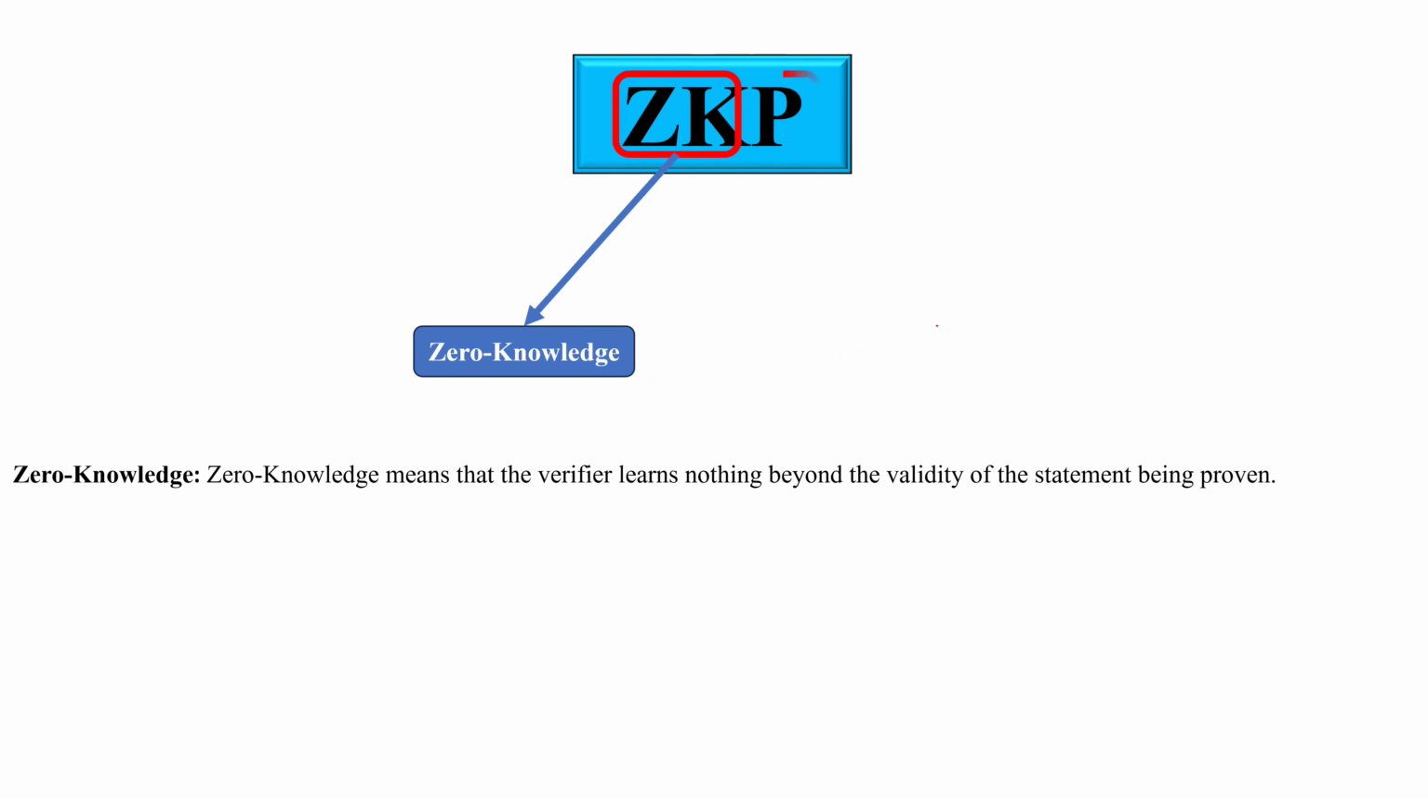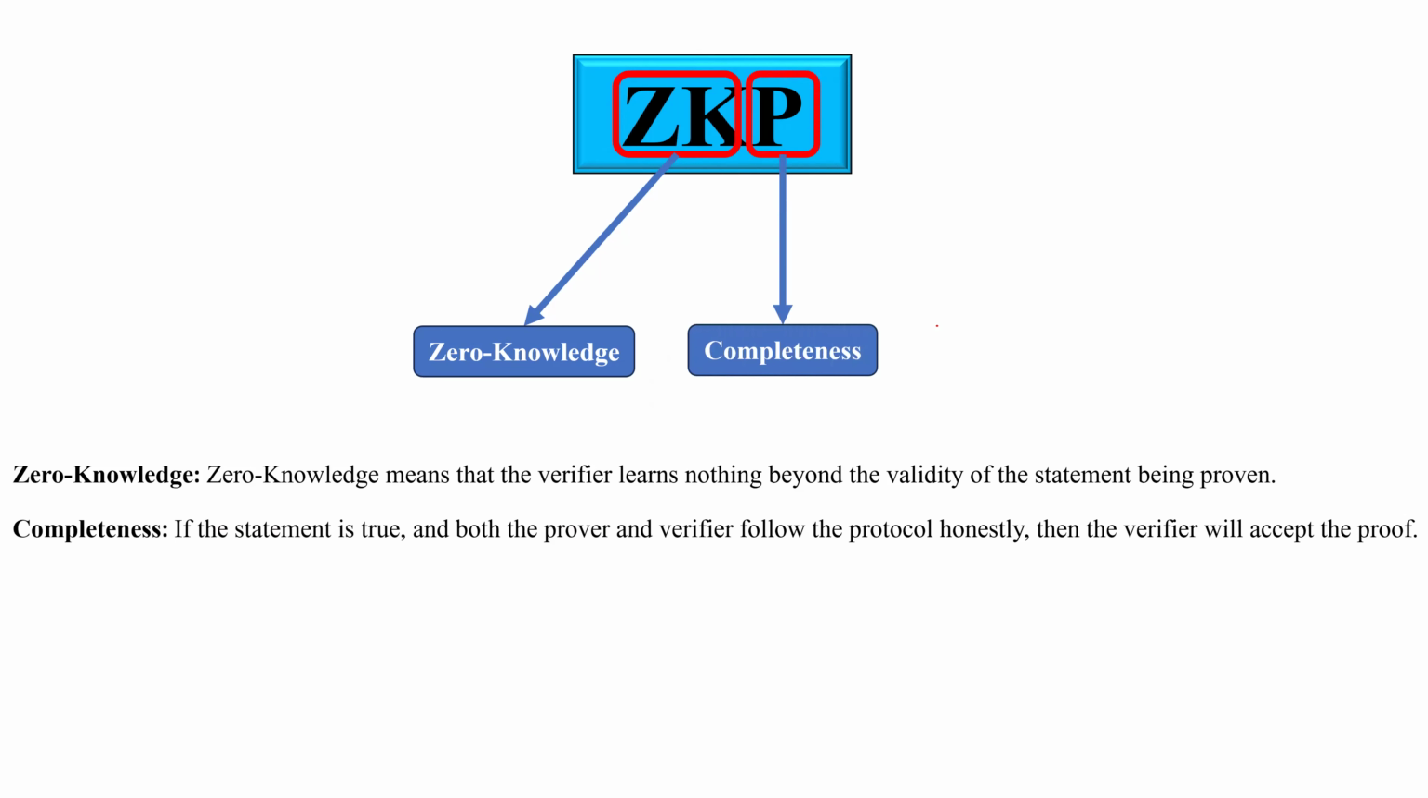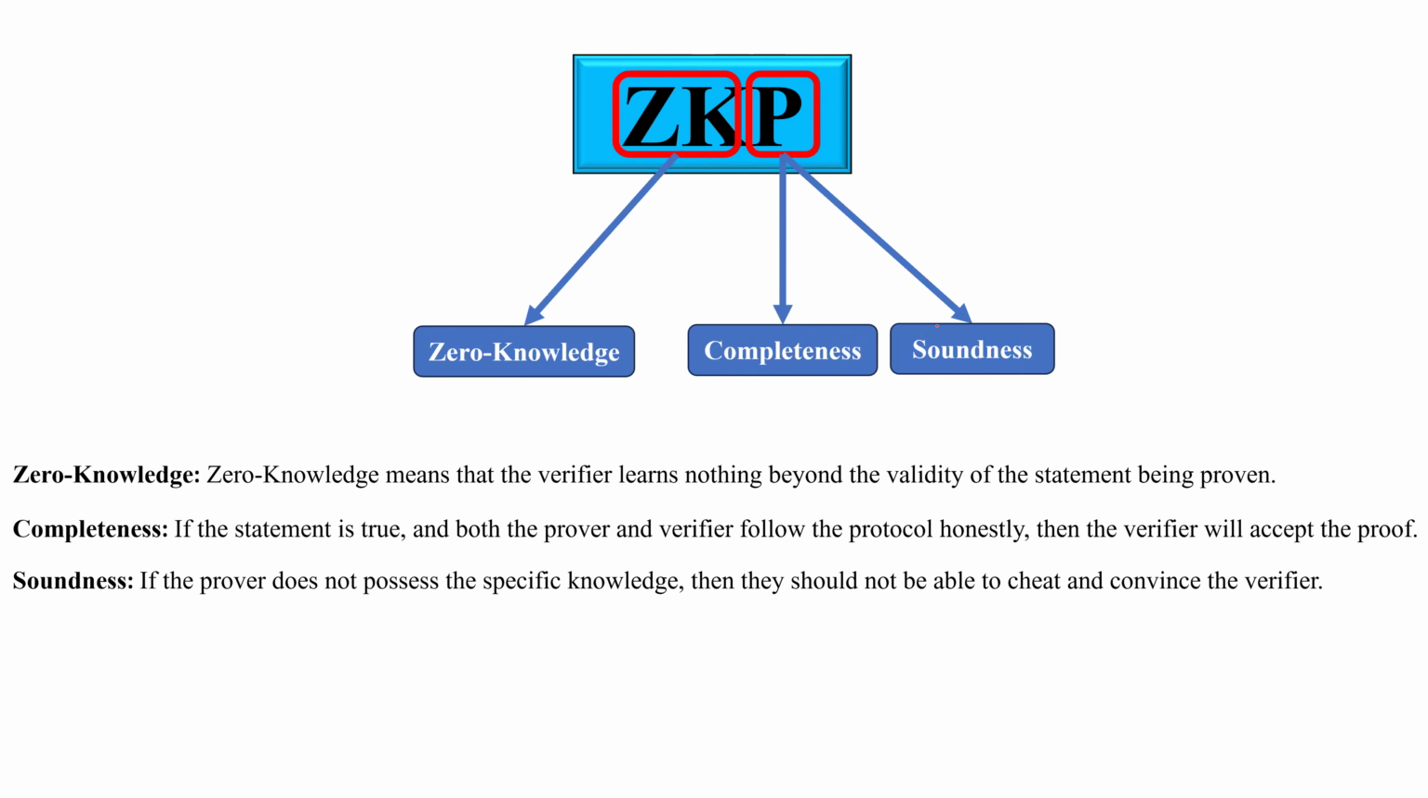The second property is for the proof side. That's completeness. Completeness says that if a statement is true, then the verifier should be convinced that this proof is correct. So the proof should be complete to convince the verifier that the claim is correct. And the third property is soundness, and that says that if the prover doesn't know the exact knowledge, he could not be able to convince the verifier, right?